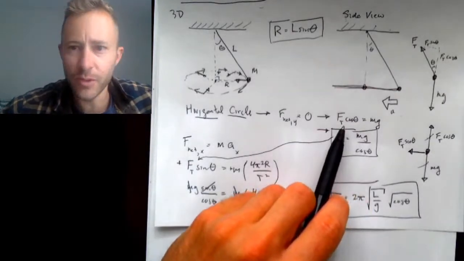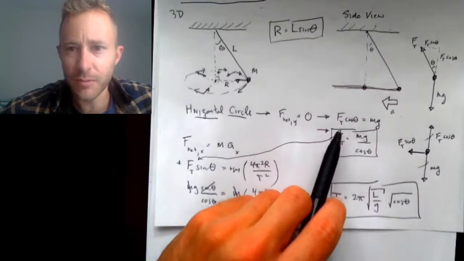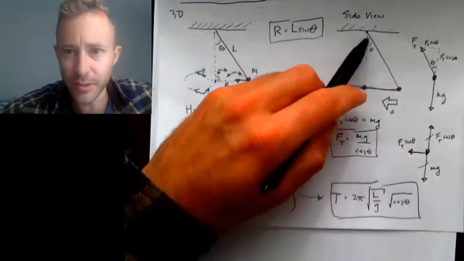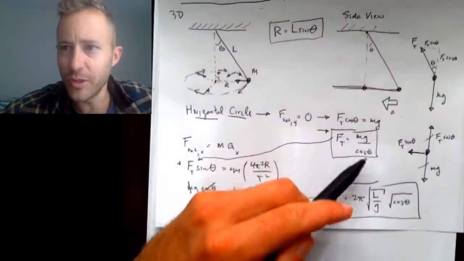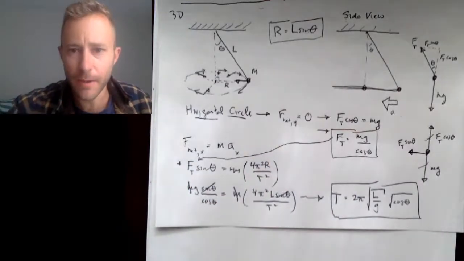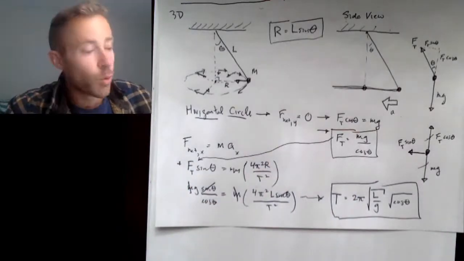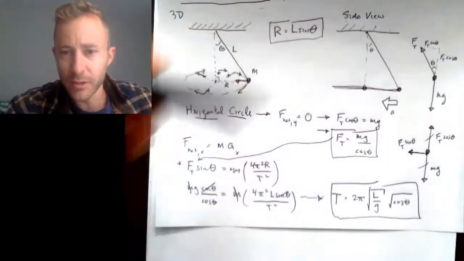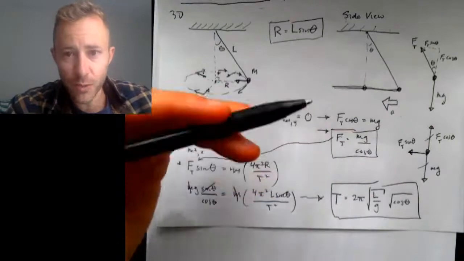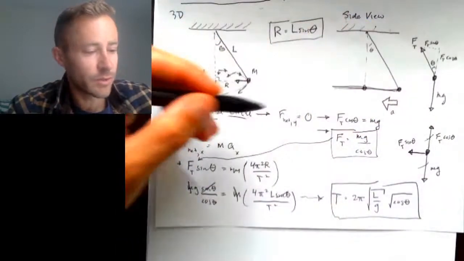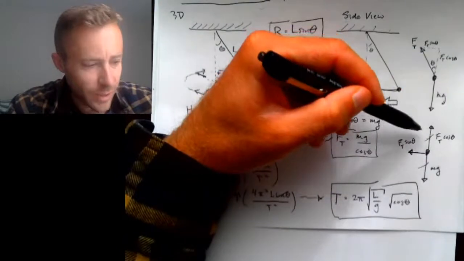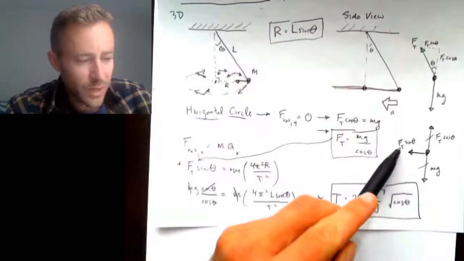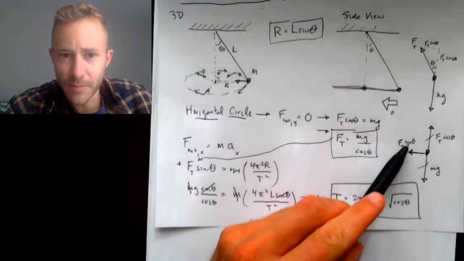So F cosine of theta equals mg. Divide both sides by cosine theta, and we get that the tension in this rope is mg over cosine of theta. In the horizontal direction, though, because it's moving in a horizontal circle, there is a net force in the horizontal direction. Since this canceled out with that, the horizontal force is F sub t sine of theta.